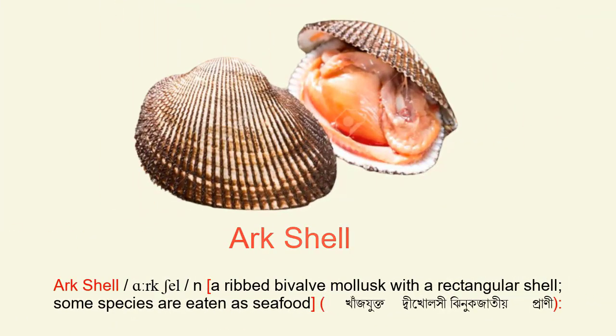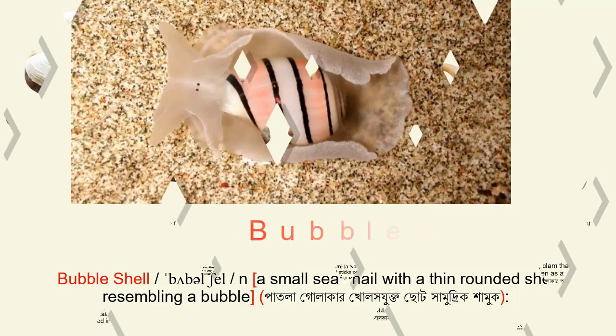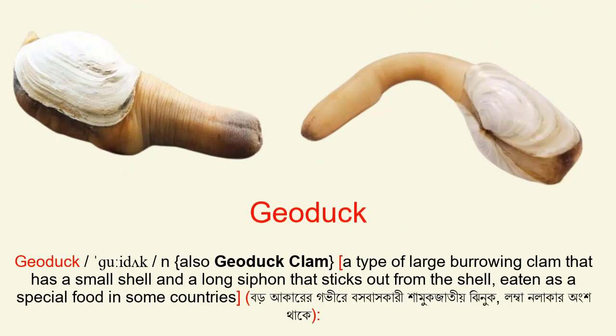Arc shell. A ribbed bivalve mollusk with a rectangular shell. Some species are eaten as seafood. Bubble shell. A small sea snail with a thin, rounded shell resembling a bubble. Geoduck, also geoduck clam. A type of large burrowing clam that has a small shell and a long siphon that sticks out from the shell, eaten as a special food in some countries.